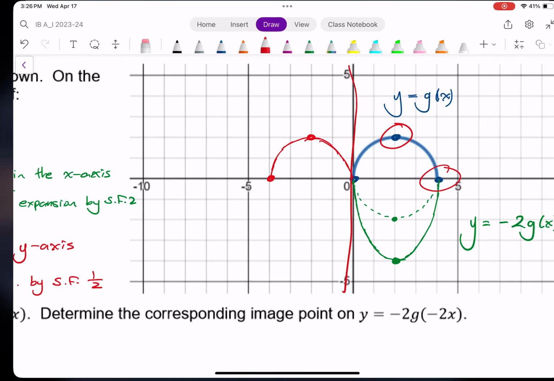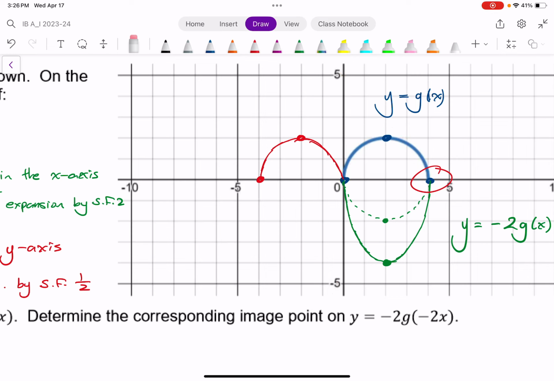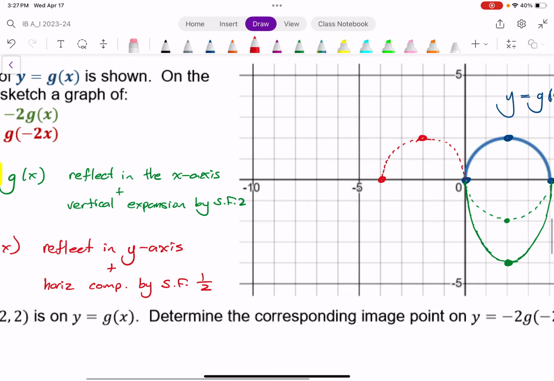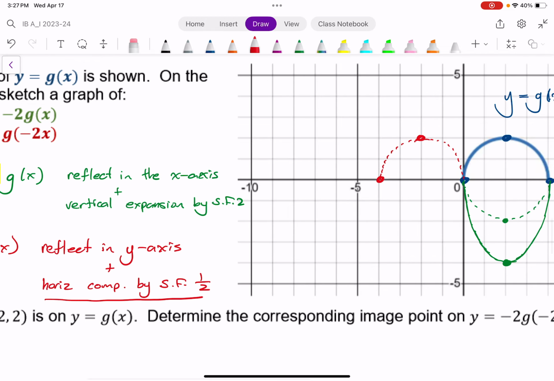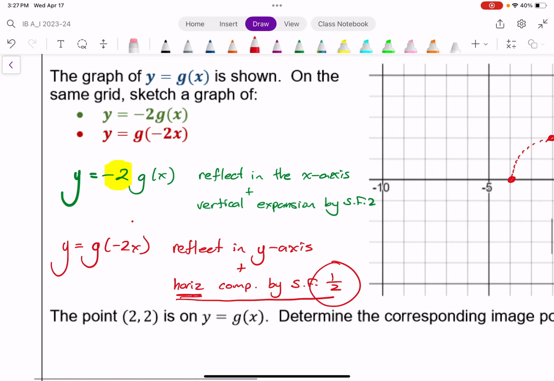just like this. Actually, I'm going to make this a dashed line. I'll clean this up a bit, because I'm not done yet, so I'll just do this. This is my horizontal reflection, or my reflection in the y-axis. I also need to think about my horizontal compression by a scale factor of a half. It's horizontal, so it's just the x coordinates that are being stretched, but the scale factor is the reciprocal of 2. There was a 2 here, but it's the reciprocal, that's the scale factor.